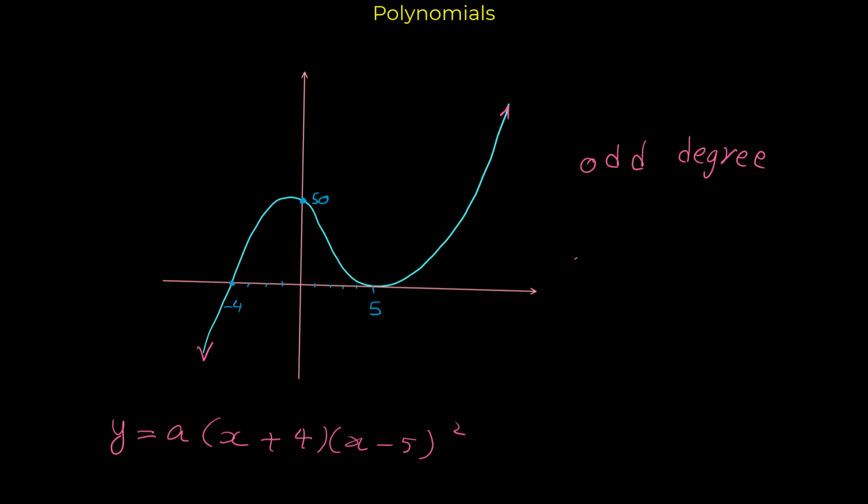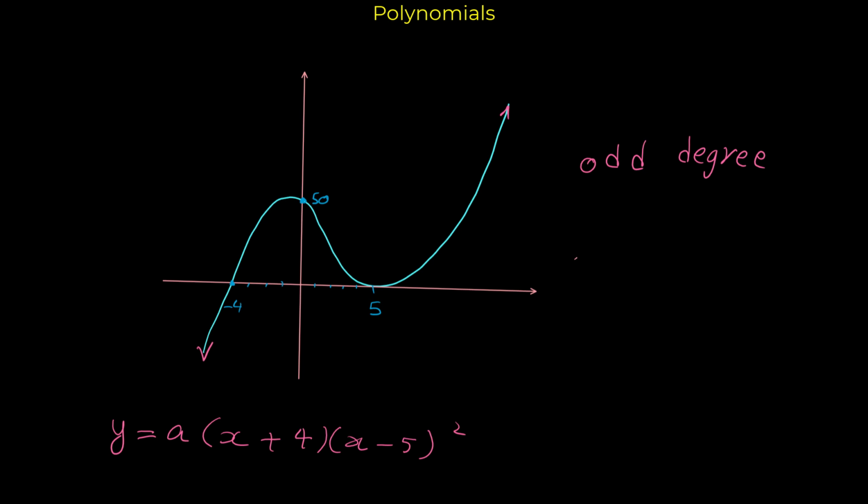Why do we put power 2 for x minus 5? Because from the graph we can see that we have a bounce at 5. So it should be x minus 5 to an even power. Maybe you wonder why you put 2 here, why it's not 4. It can be 4. It can be 6. We don't know. That's the reason in questions like this, they tell you to write a possible equation for the given graph.